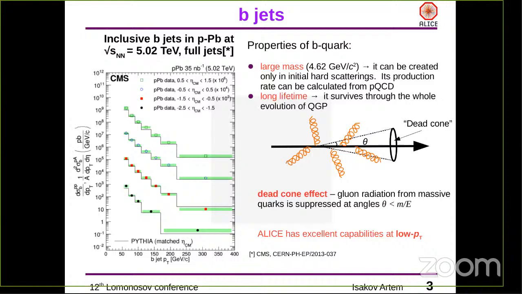On the left-hand side of the slide, you can see the inclusive b-jet spectrum measured by the CMS collaboration, starting from 50 to 400 GeV. Our goal is to extend this spectrum down to lower momenta, to the region where the dead-cone effect is more prominent.